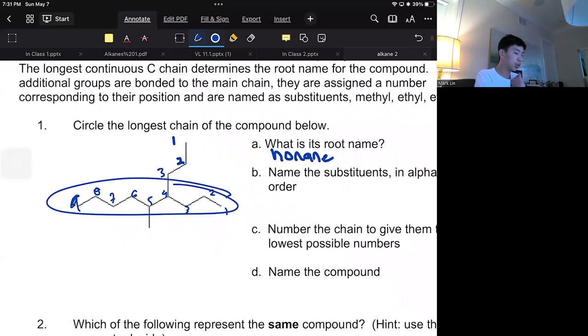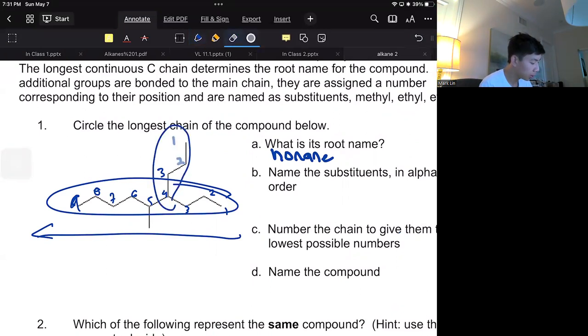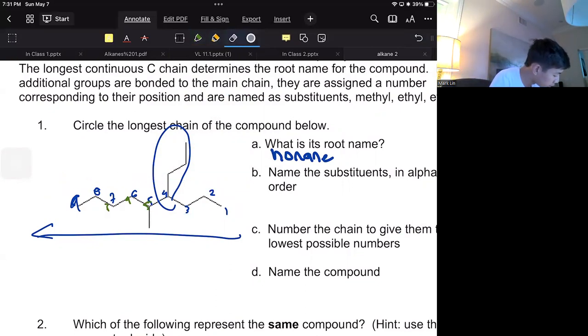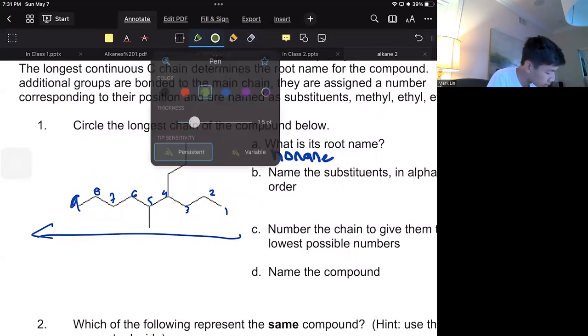So name the substituents in alphabetical order. The reason why we're going right to left instead of left to right is because our first substituent here is at number 4. But if you go from left to right, it'll be 1, 2, 3, 4, 5. First substituent will be at number 5. So we want the lower number. Okay. Let me just recircle this. Oops, different color.